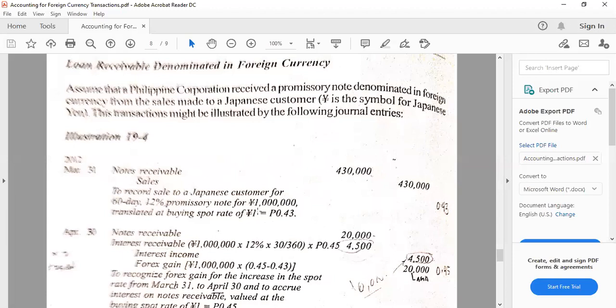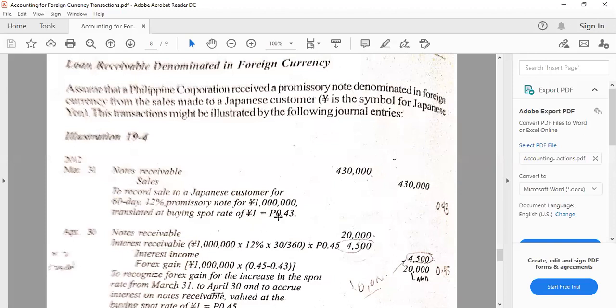If we're going to analyze, 1 yen is just a fraction, 0.43, of a peso. If you are going to convert this, we get the reciprocal, so 1 divided by 0.43, so that 1 peso will be equivalent to a certain number of yen. Of course, we can compute that if you are holding your calculators. We can view this as a direct quotation because this is a foreign currency. One foreign currency equals blank local currency, our Philippine peso. So 1 yen is just a fraction of our peso.